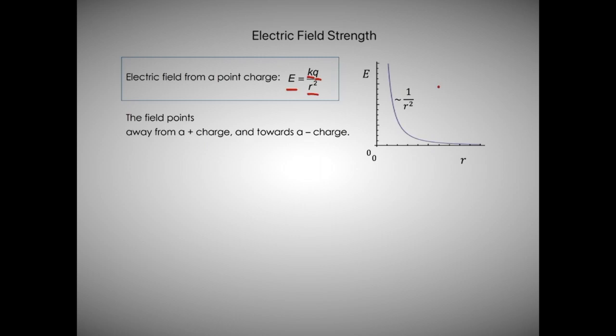So the electric field points radially outward from a positive charge, in all directions, and towards a negative charge.